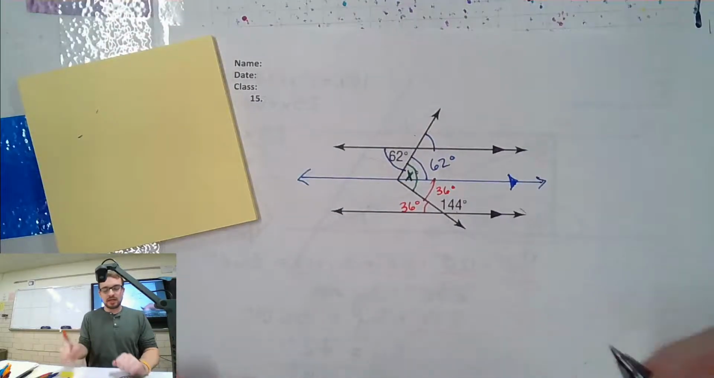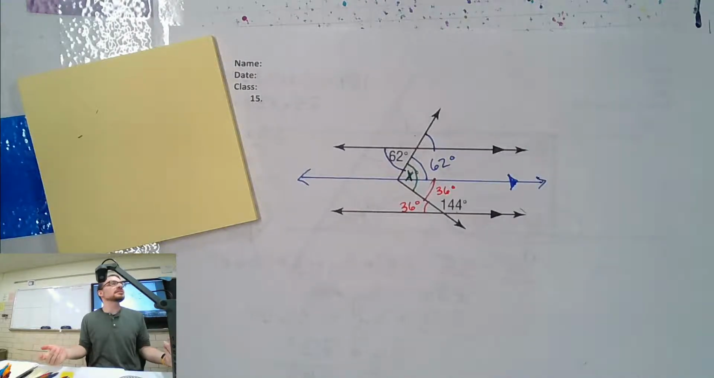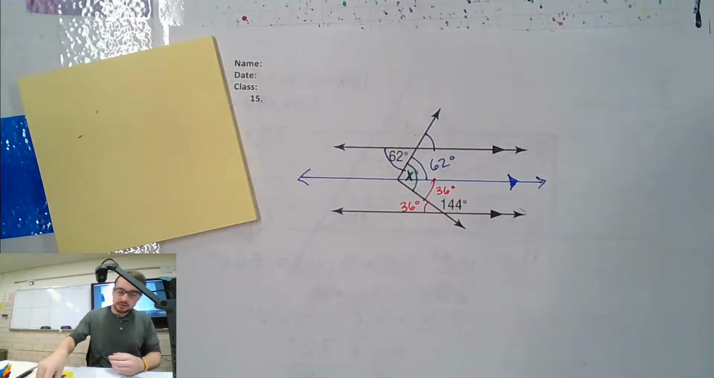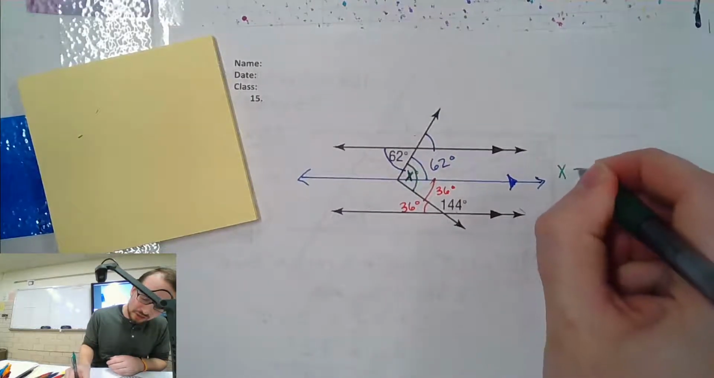X is the red and the blue put together. I should have made it purple. So X is going to be 62 and 36 put together.